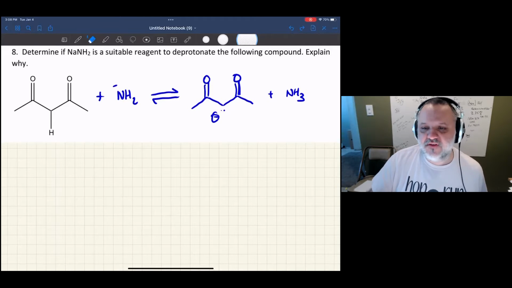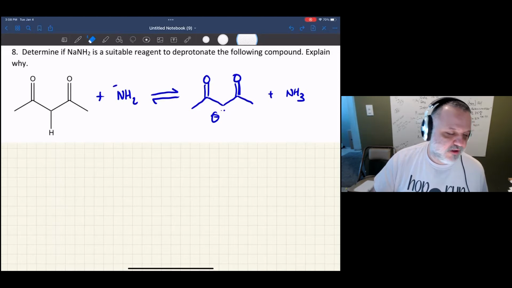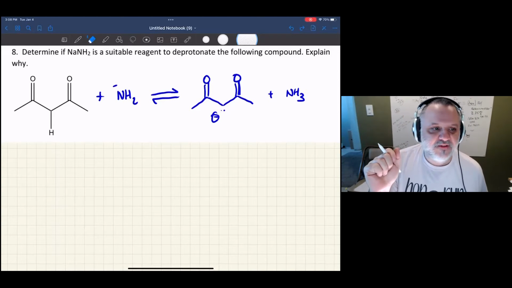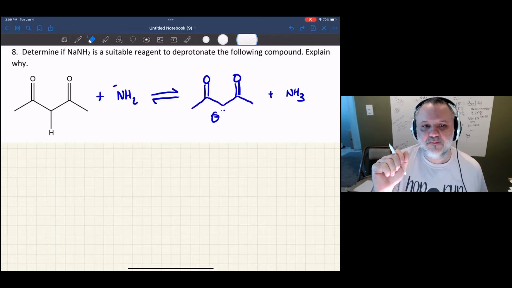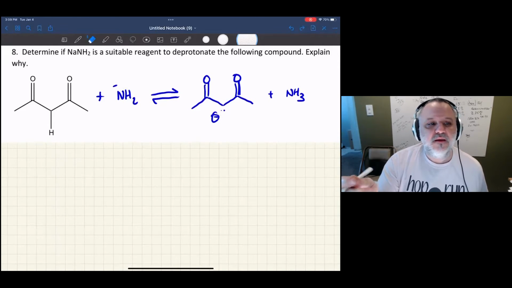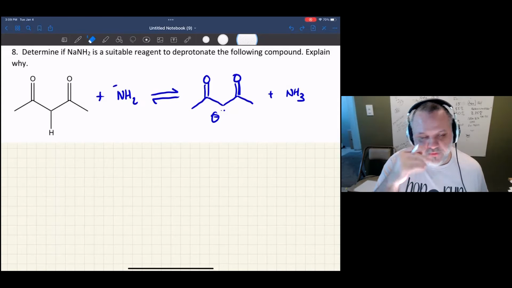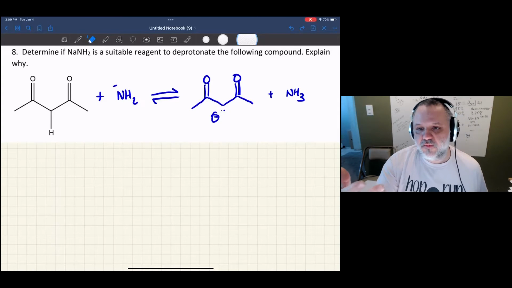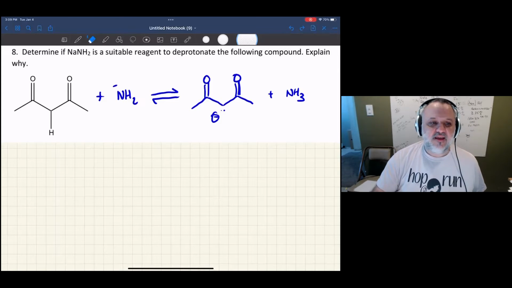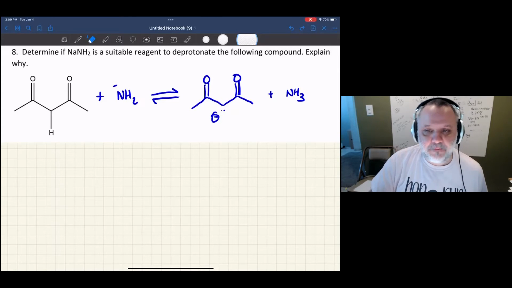Does this reaction proceed more favorably towards products or more favorably towards reactants? And so what we want to do is examine the relative stability of the conjugate bases to figure out which is the stronger acid. Is the acid on the reactant side stronger than the acid on the product side, or vice versa? Well, again, conjugate bases. Let's look at amide.